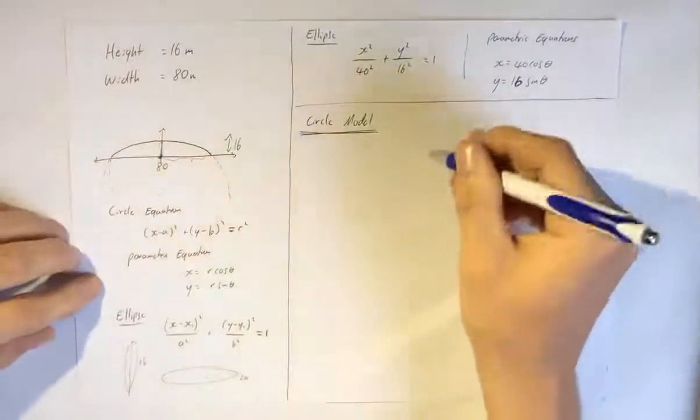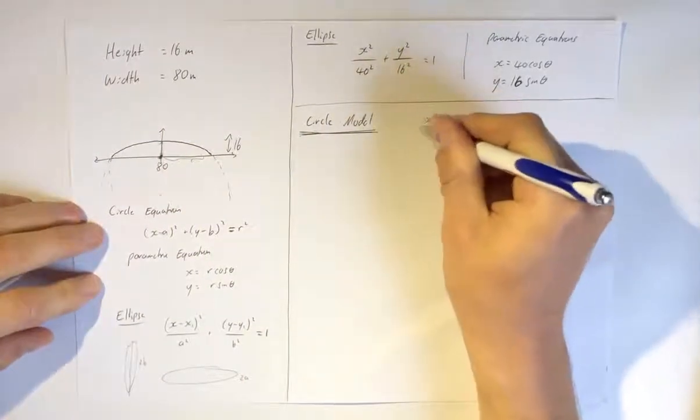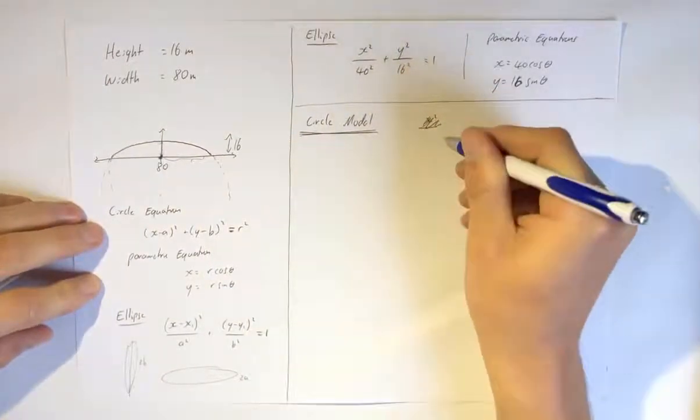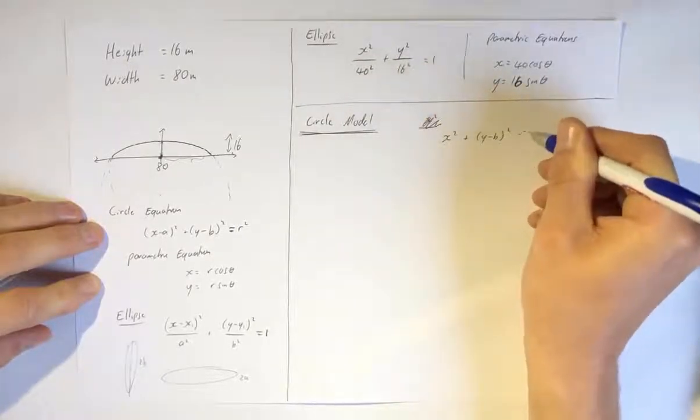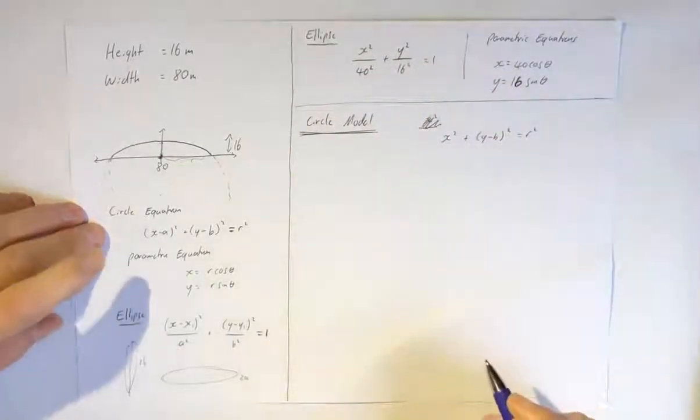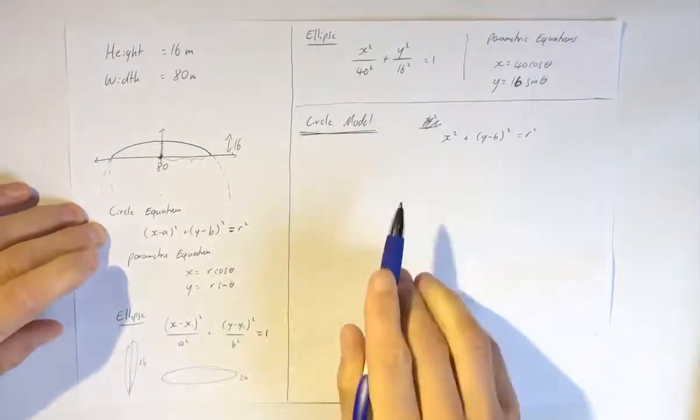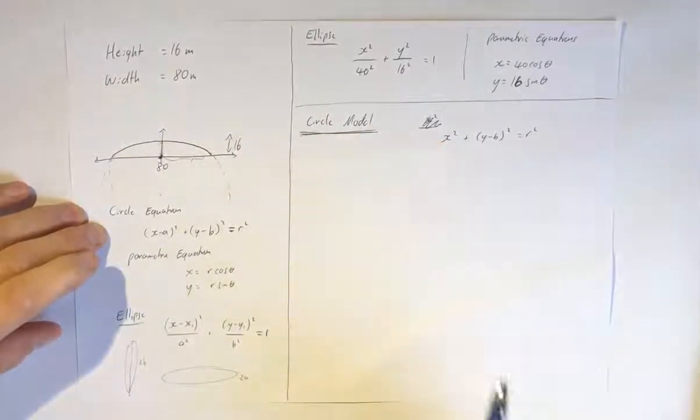So in our circle model, our general equation is just going to be x² plus (y - b)² equals r². So you could pause that now and just have a think about why I don't have any horizontal movement.